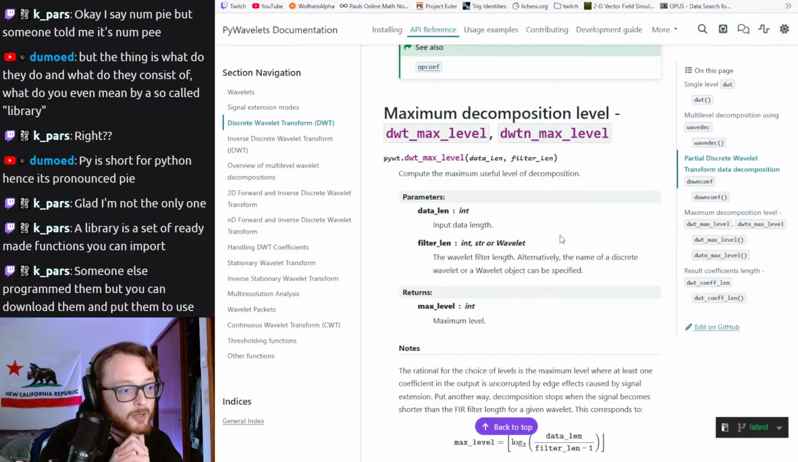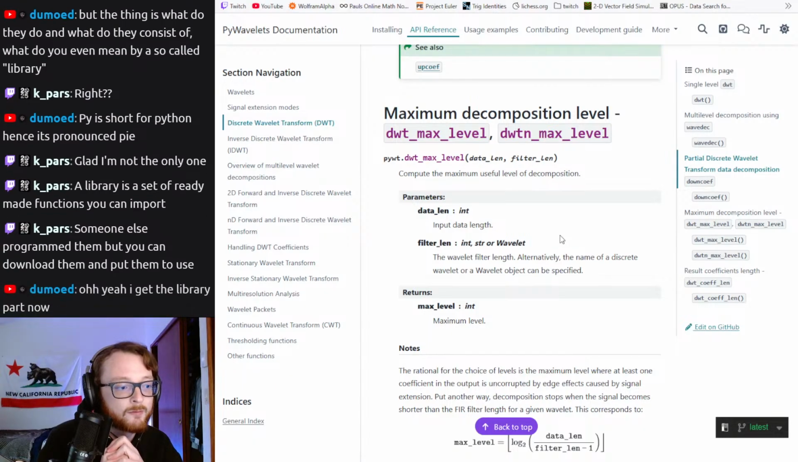So the main reason people use NumPy is that it lets you deal with matrices and vectors, and it implements all the math stuff for you. All you have to do is call NumPy's matrix multiplication function with two of your matrices, and it handles everything else for you. Whereas Python by default doesn't have anything like that as far as I know. Get the library part now?